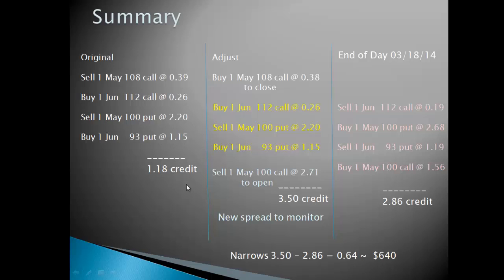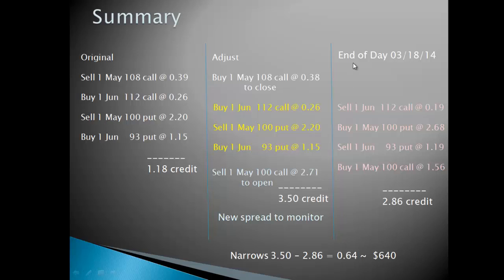And when we saw that price had fallen down to where we made an adjustment, what we did was we took this 108 call that we had originally sold here, and we offset it by buying it back. And as a second phase of the adjustment, we sold a May 100 call at this price here. When we did this adjustment, it gave us a new spread credit to take a look at and monitor. So it was here at 350 as a credit.